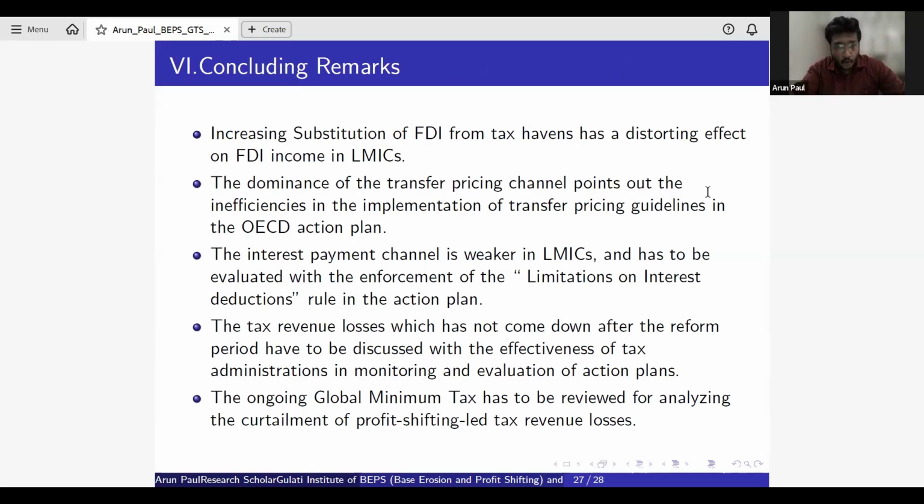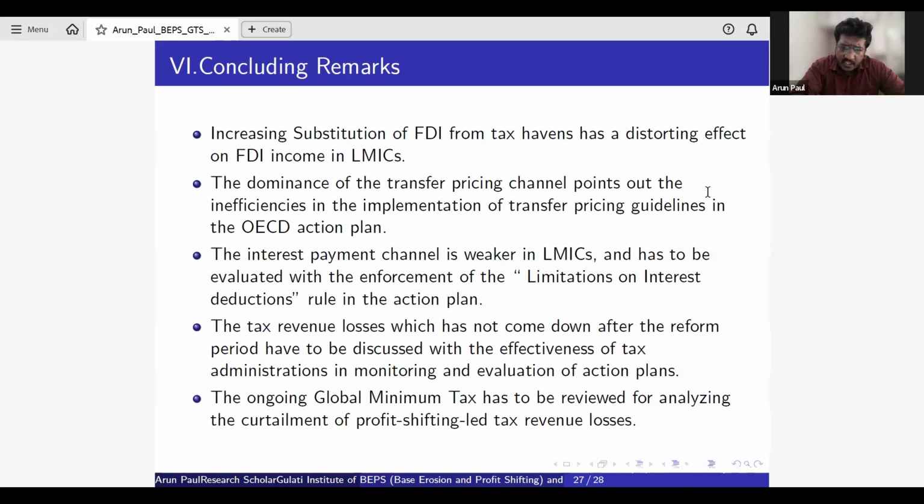So my conclusion is that the increasing substitution of FDI from tax havens has a distorting effect on FDI income in lower middle income countries. Looking at our result, the dominance of the transfer pricing channel points out the inefficiencies in the implementation of transfer pricing guidelines in the OECD action plan. But contrasting with the literature, the interest payment channel is weak. There are two possibilities: whether there is an effective implementation of the limitation on interest deduction rule by respective countries, or MNCs are using the transfer pricing channel more than the interest deduction channel.